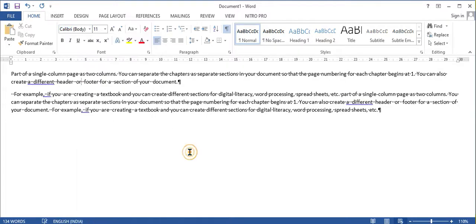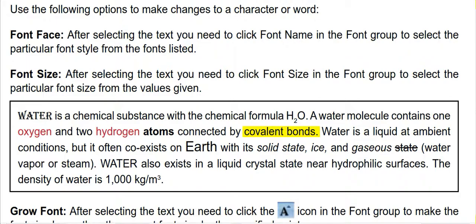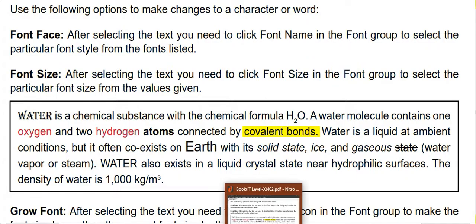From here you can increase the font size. This is for bold, italic, underline. This is for strikethrough. Okay, strikethrough. A line is coming here. You can see it. You can notice the line through the words gaseous state. Okay, this is known as strikethrough.